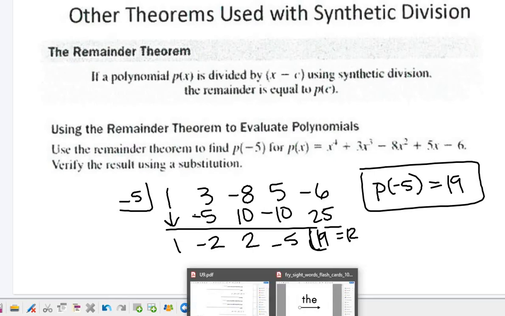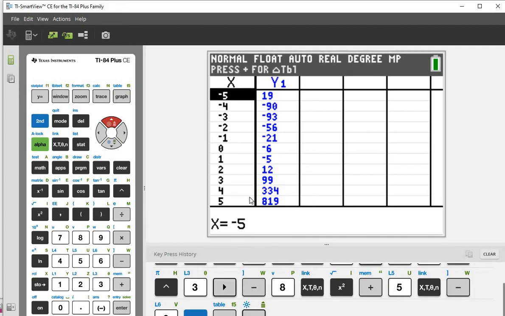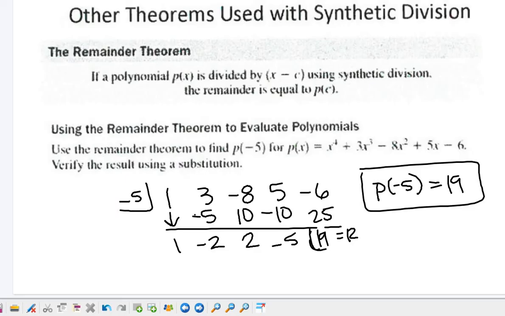So if you look here, when I plug in -5, I get out 19. That's all remainder theorem is saying: the remainder is the value of the function at that value. The thing here is the words. If they say use remainder theorem, they don't want you to plug and chug. They want you to use synthetic division. This is huge in college algebra. Okay, so if they say remainder theorem and you plug and chug, you're getting no credit for that problem, even if you have the right answer. Okay.